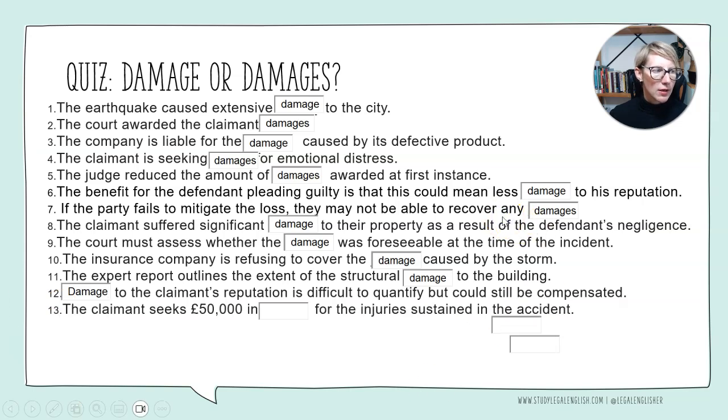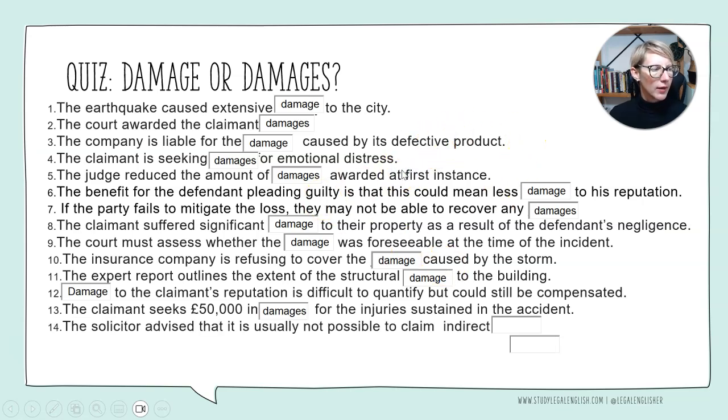All right, number 13. The claimant seeks £50,000 in damages for the injuries sustained in the accident. £50,000 in damages. £50,000 in compensation, to seek a remedy, to seek damages in court, to look for, to try to get, to try to obtain. Okay, the penultimate question.